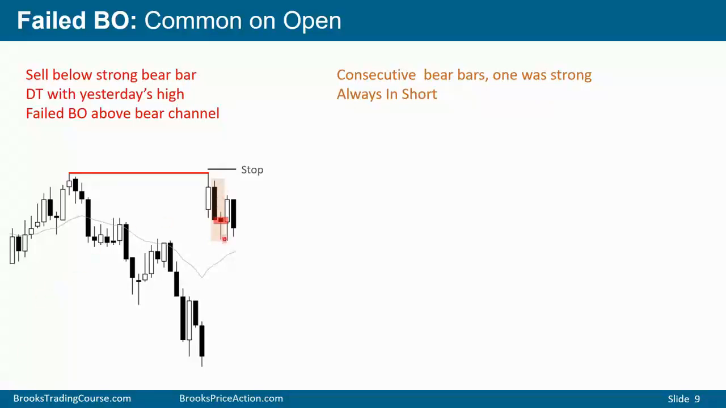We have consecutive bear bars, and one of the bars is very strong. At this point, we're always in short, probably at least a small second leg down before we get above the top of the original sell-off.